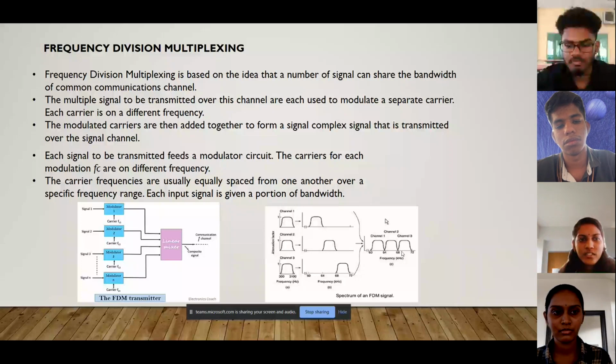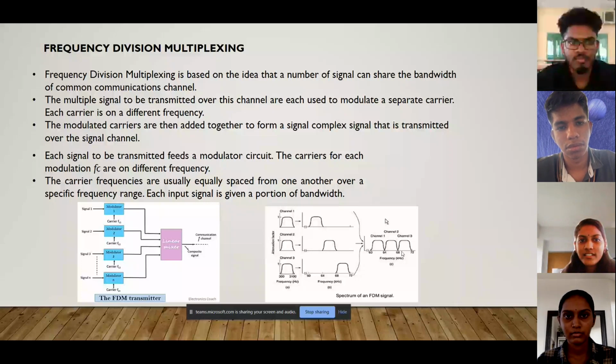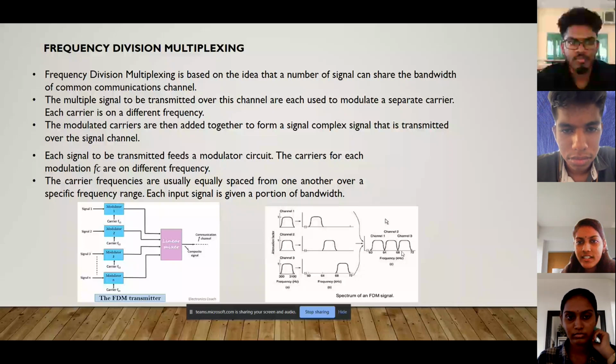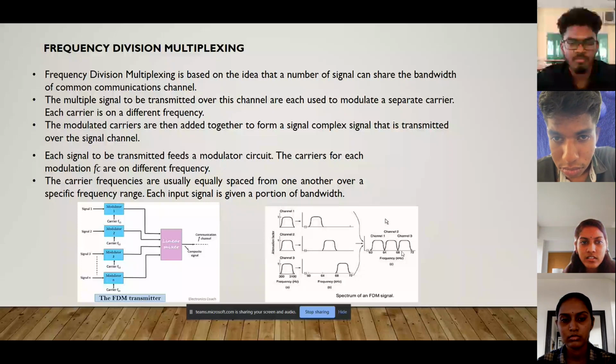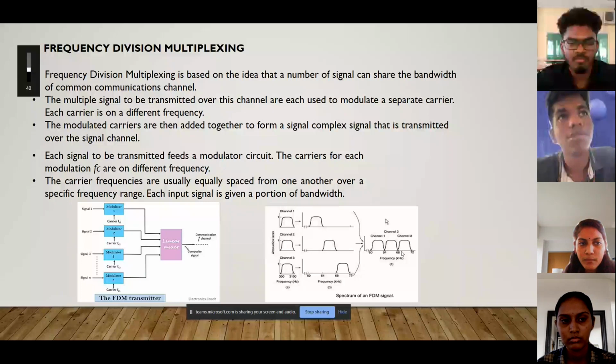Frequency division multiplexing. Frequency division multiplexing is based on the idea that a number of signals can share the bandwidth of a common communications channel. Second, the multiple signals to be transmitted over this channel are each used to modulate a separate carrier. Each carrier is on a different frequency.